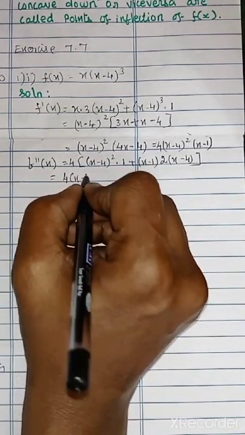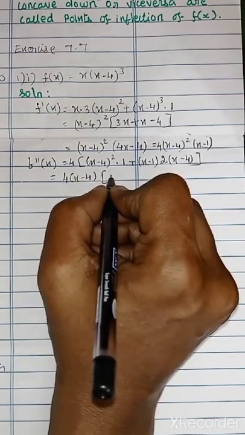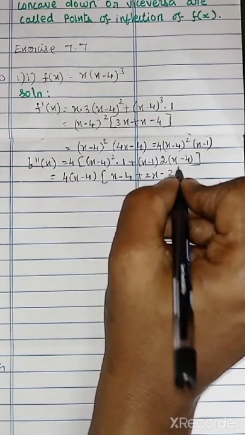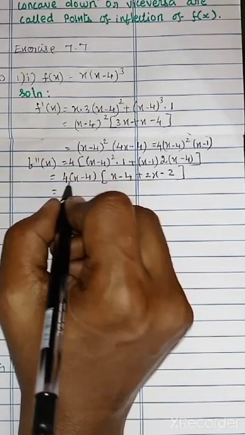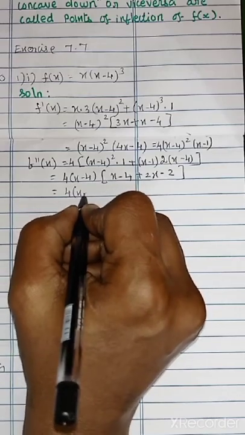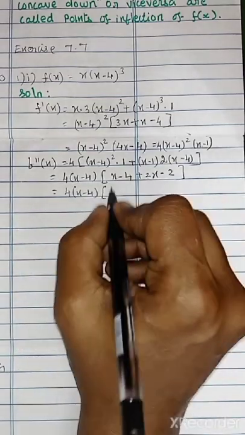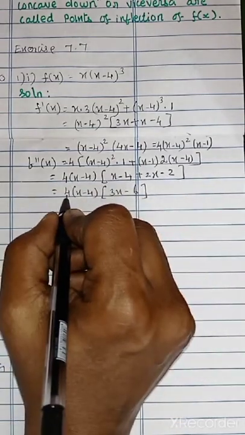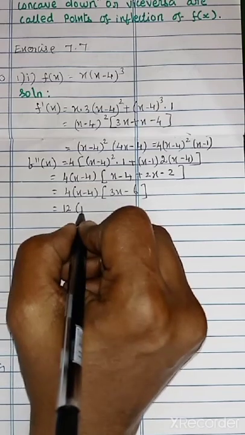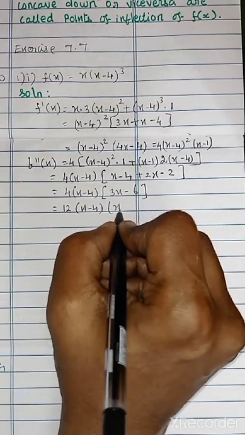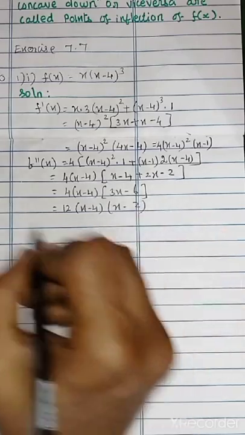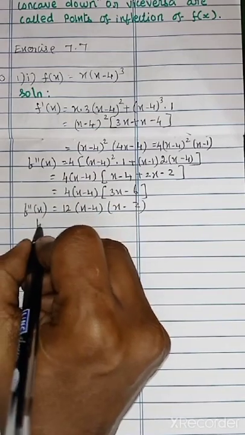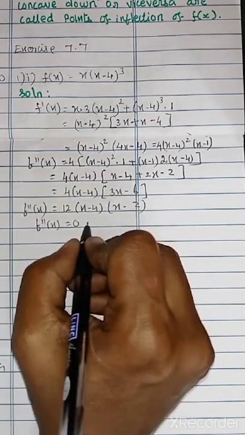Taking 4 into (x minus 4) common, here it is (x minus 4) plus (2x minus 2). Again, this will be 4 into (x minus 4) into (3x minus 6). We can take 3 common, so 4 threes are 12, giving 12 into (x minus 4) into (x minus 2). This is your f double dash of x. Now, what is the next step? We have to let f double dash of x equal to 0.